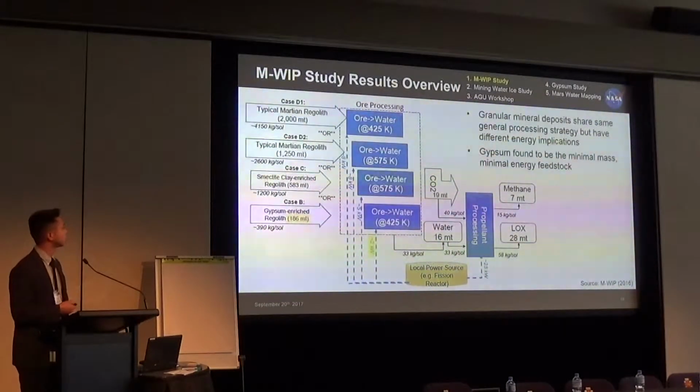The other thing that the MWIP study found was that, at least on the minerals side of that trade, versus hydrated minerals versus subsurface water, you have a common underlying ISRU architecture where you essentially heat up your feedstock, you condense your water out, you combine it with atmospheric CO2, do some processing, and boom, you have rocket propellant. It also found that gypsum was the most attractive feedstock out of those types of minerals that we looked at, due to its minimum energy requirement relative to the others.